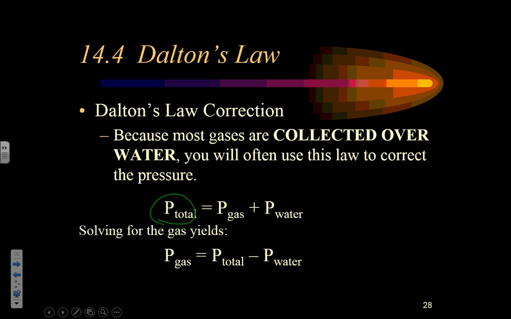So anytime you see those three words, collected over water, the pressure that's in the problem is not the pressure of the gas. It's the pressure of gas plus water vapor. And you'll probably notice that they give two pressures in the problem, and one of them looks like it's unnecessary. Well, that's because you have to subtract those two pressures to get the pressure we really need to solve the problem.